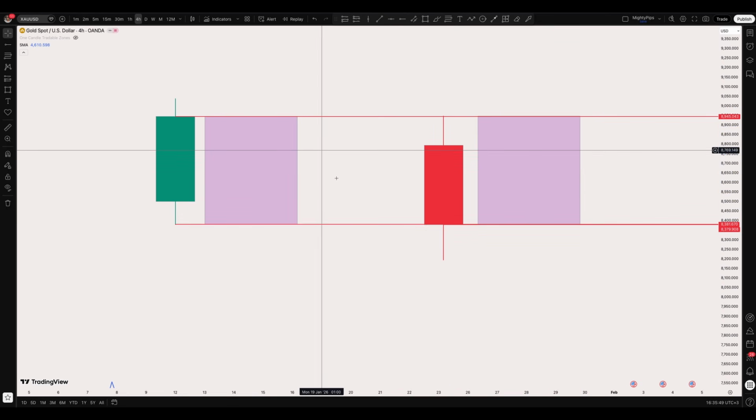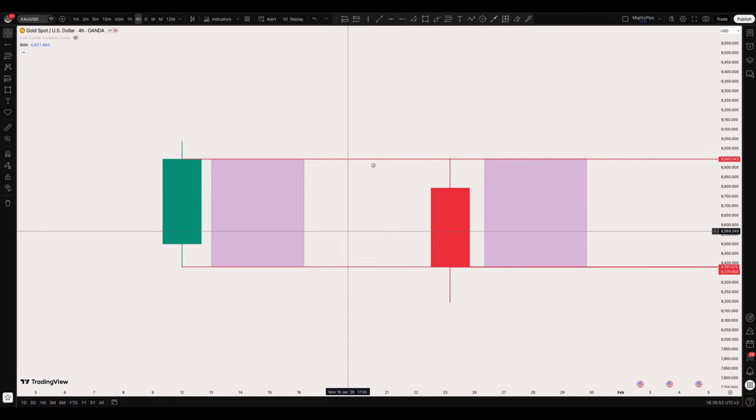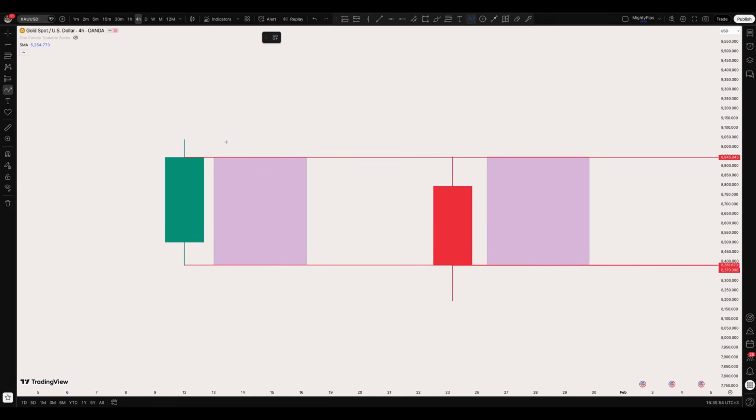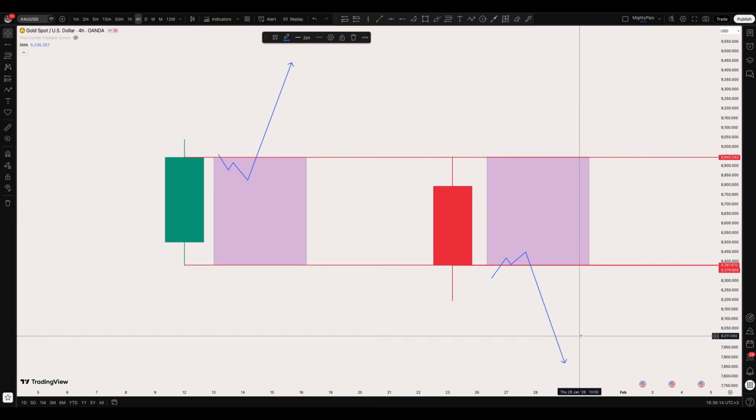To trade the bullish candle, what you're waiting for on a lower time frame is for the market to pull back inside of this zone, something like this. It gives us a pullback inside here, and then we look for continuations to trade higher. We do the same for the bearish candle: wait for the market to pull back inside here, something like this, and then we look for continuation to trade lower.